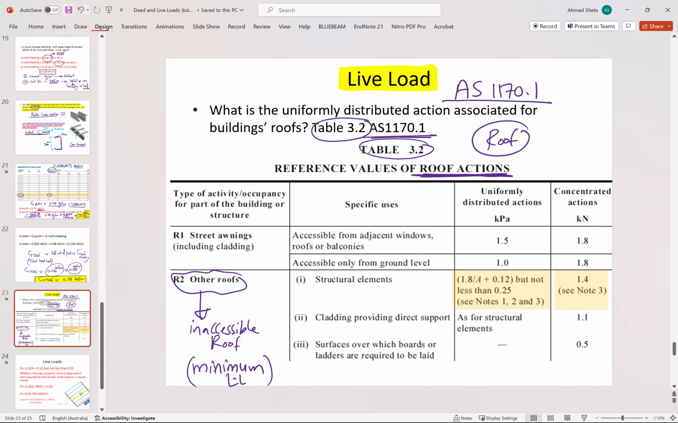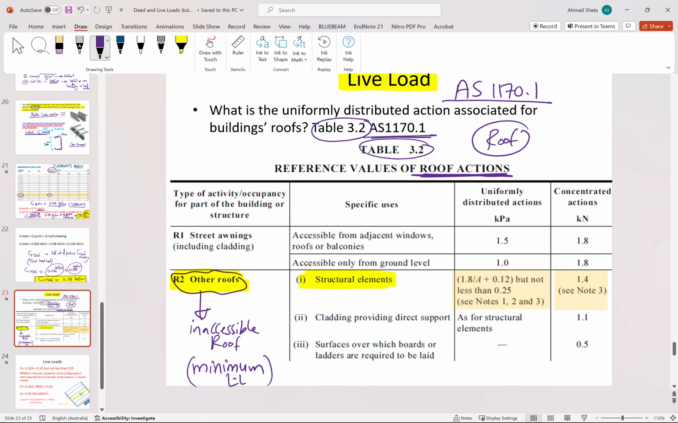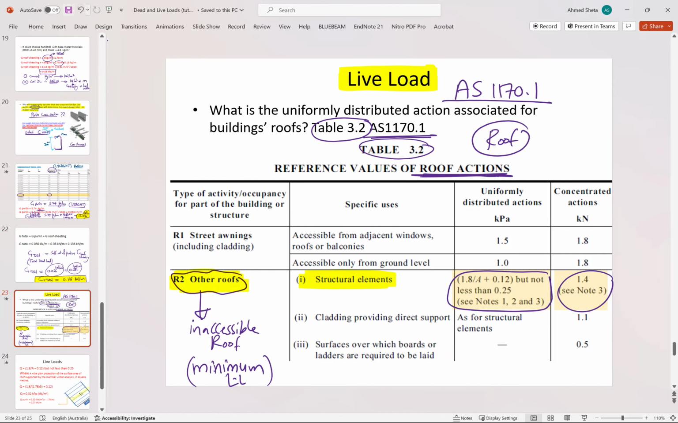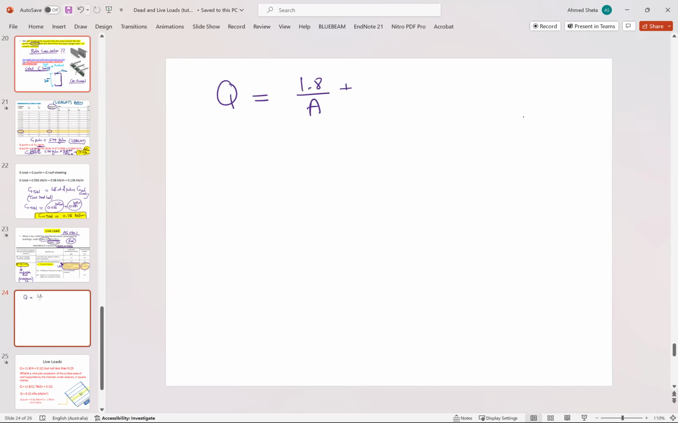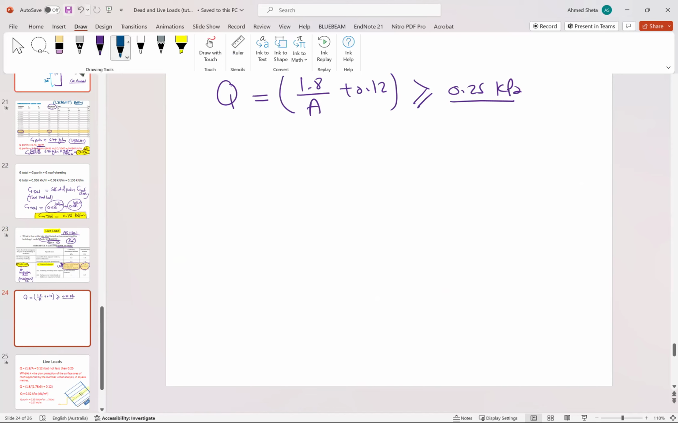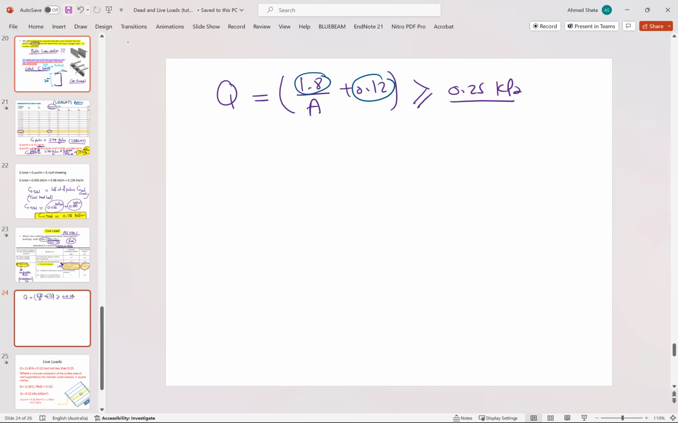So from this table, we will find that for other roof, under structure element, the equation we have is this equation or this case. But we are mainly looking for this one because it is a uniformly distributed load. This equation is the live load Q equal to 1.8 over A plus 0.12, and it should be greater than or equal to 0.25 kPa. Okay, no problem with 1.8 and 0.12, but what is A? A is the tributary area of the element, or of the designed element.